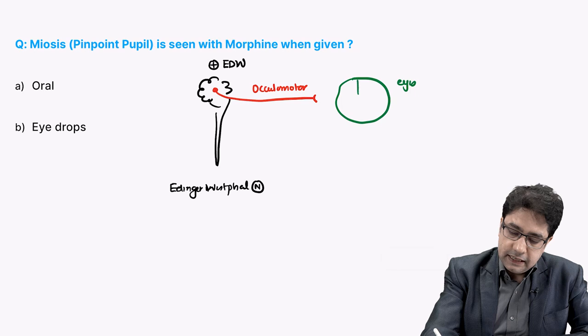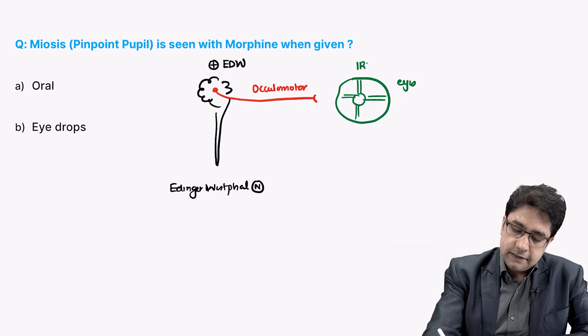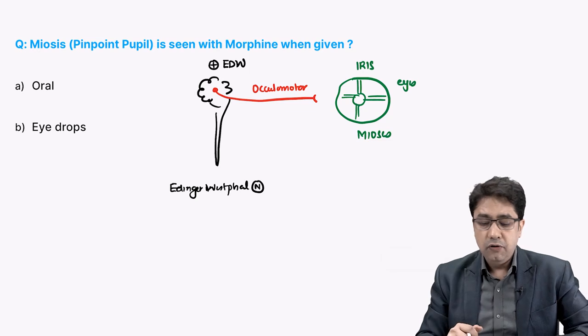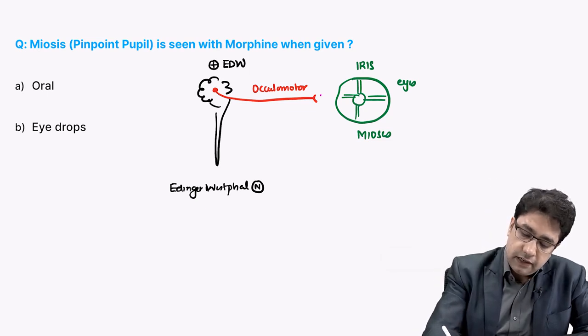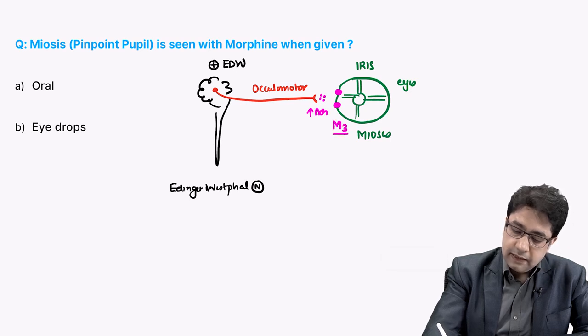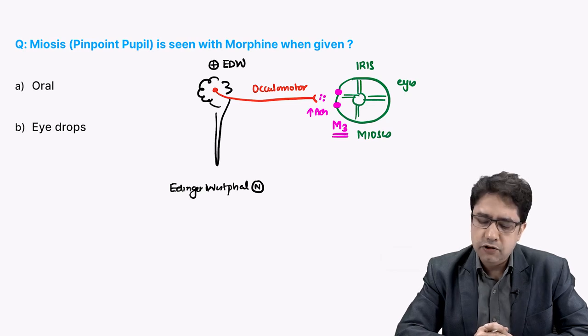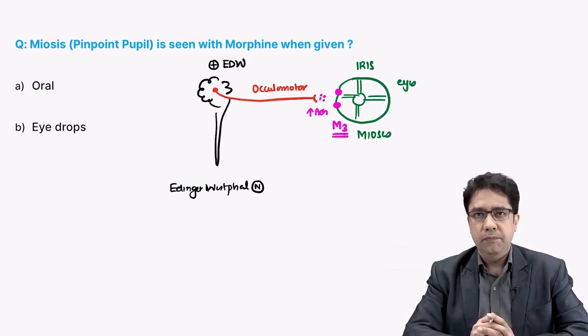And in the eyes, there is the iris. And on the iris, they will produce meiosis. How? Remember, the oculomotor nerve releases acetylcholine. And acetylcholine acts on the M3 receptor, that is muscarinic 3 receptor, which leads to contraction of the sphincter pupillae muscle in the iris, which leads to meiosis or pinpoint pupil.